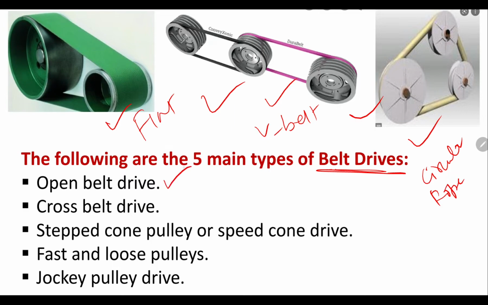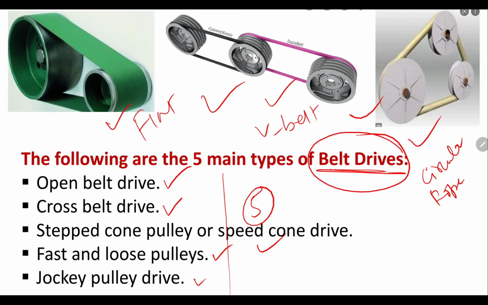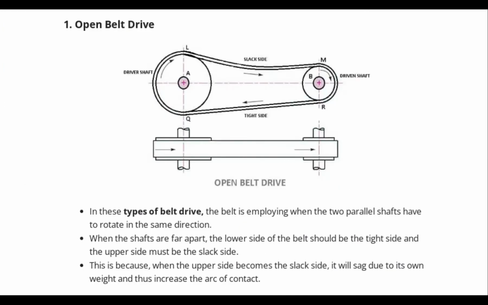One is called as open belt drive, second one is called as a cross belt drive, third one is called as stepped cone pulley or speed cone drive, fast and loose pulley drive, jockey pulley drive. So these are nothing but the 5 types of belt drives, not belts, these are the drives. So this is the classification of belt drives. Let us see one by one.